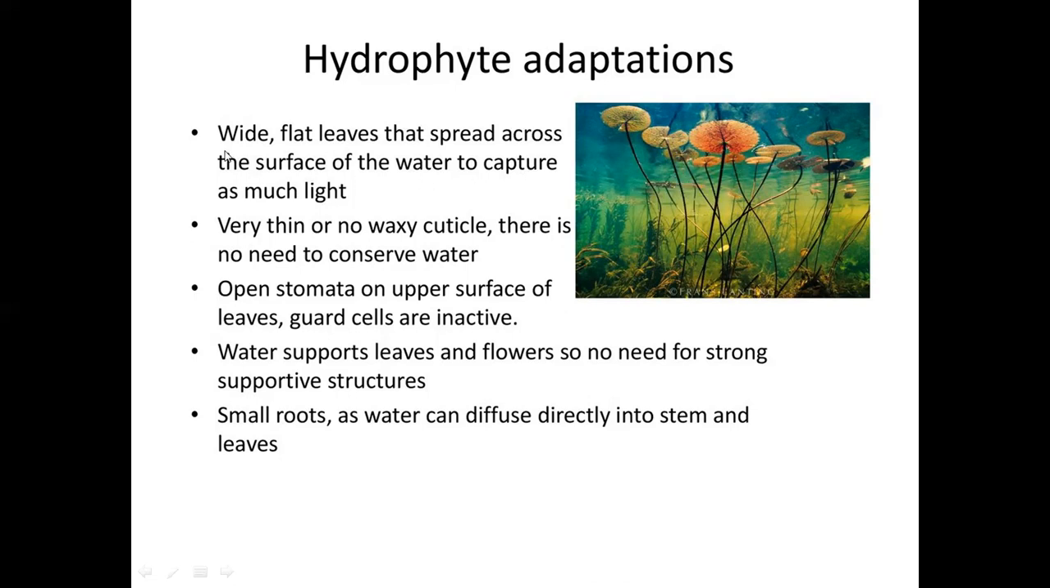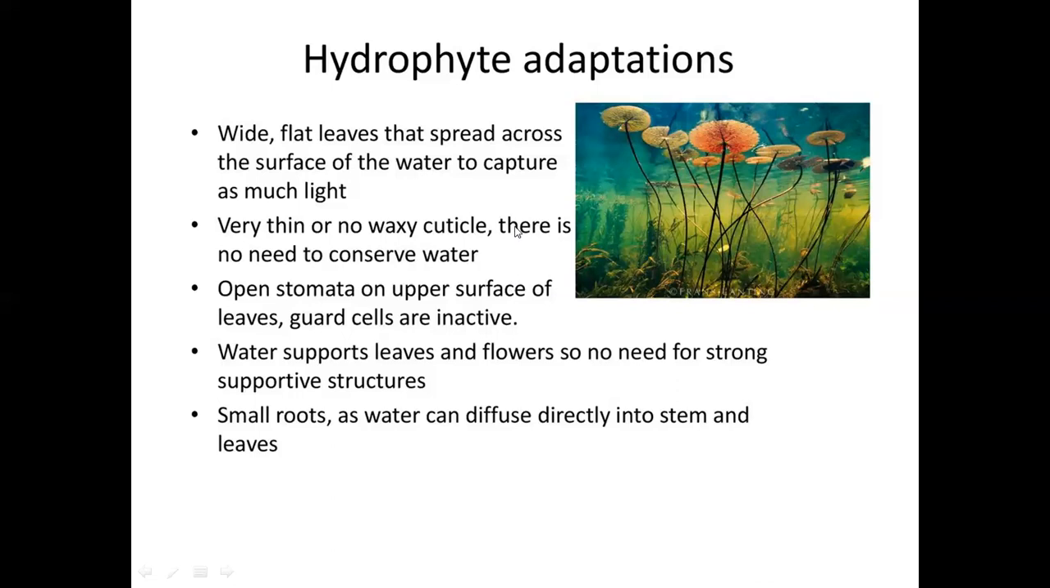We can see wide flat leaves that spread across the surface of the water to capture as much light as possible. So hydrophytes, as they are in the water, need a lot of sunlight for photosynthesis. For this purpose, for example, Nymphaea and Nelumbo, such hydrophytes have wide flat leaves that spread across the surface of water, and they have very thin or no waxy cuticle because there is no need to conserve water.